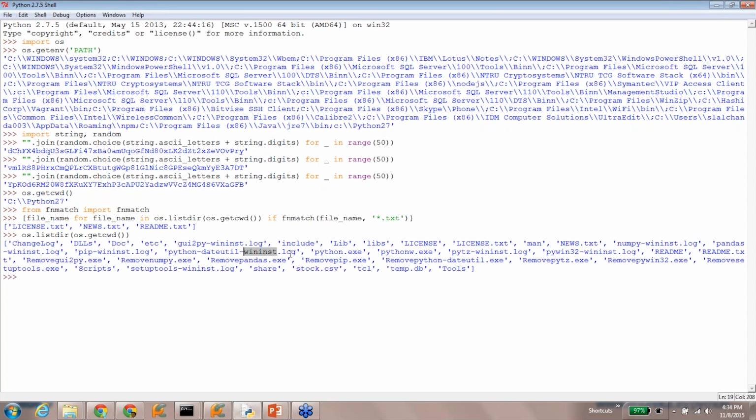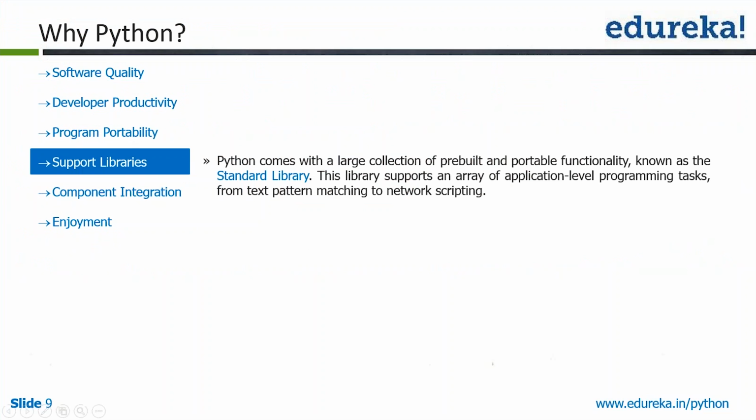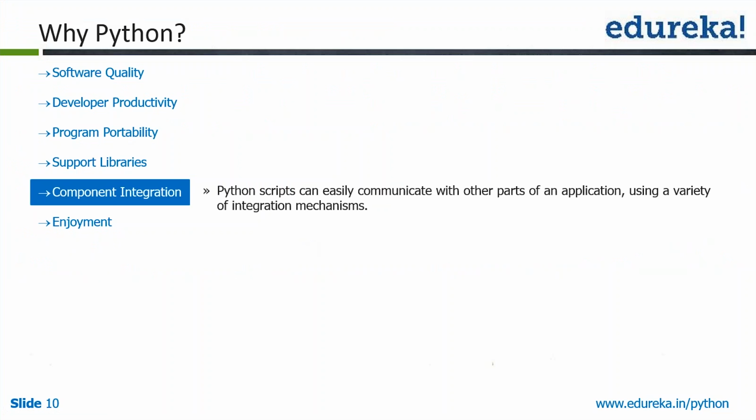So Windows log, remove GUI, remove pip. You see so many files, but then only readme.txt, news.txt, and license.txt are the ones returned, because we used fnmatch to only list those files that have txt in them. So this was just to reinforce the capability of these standard libraries in Python that really make your day-to-day job very simple.